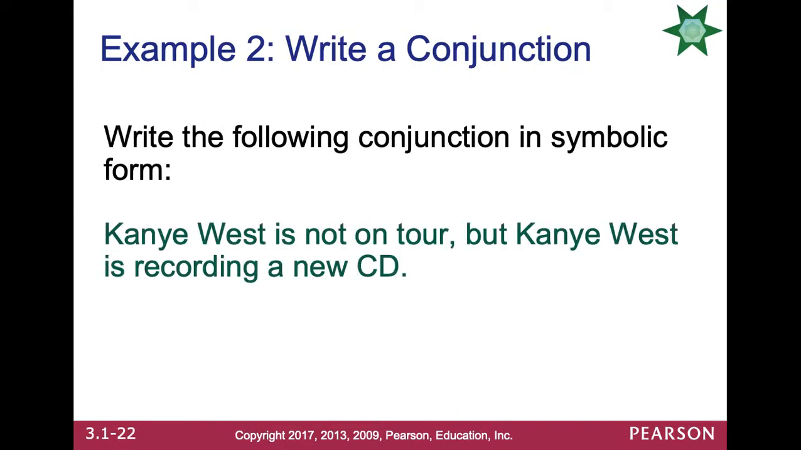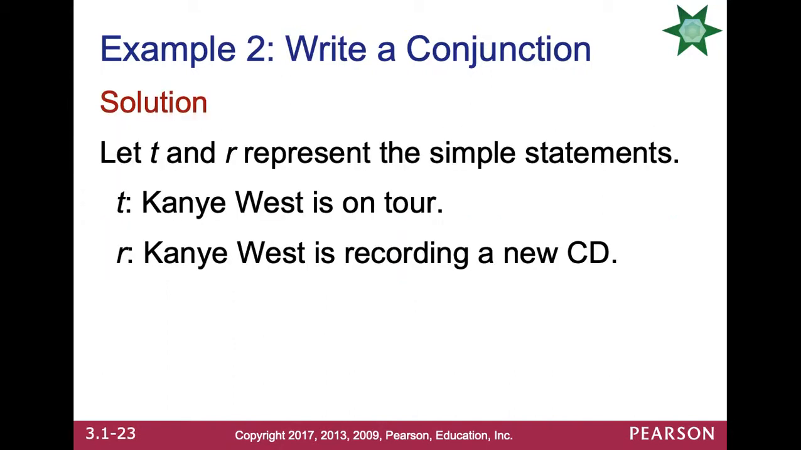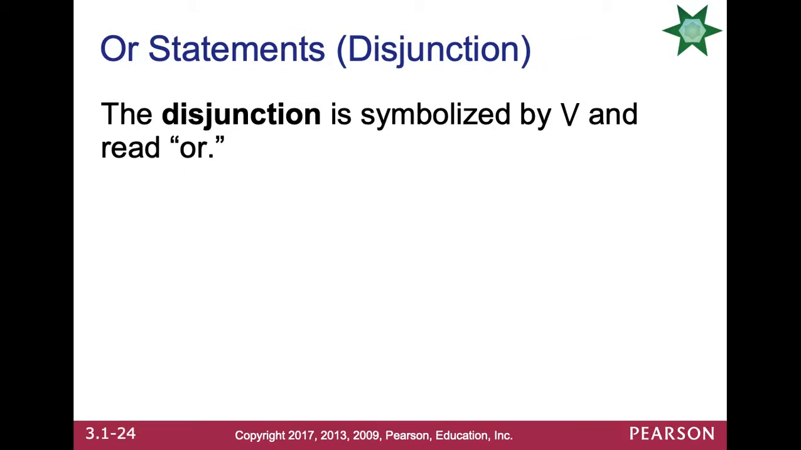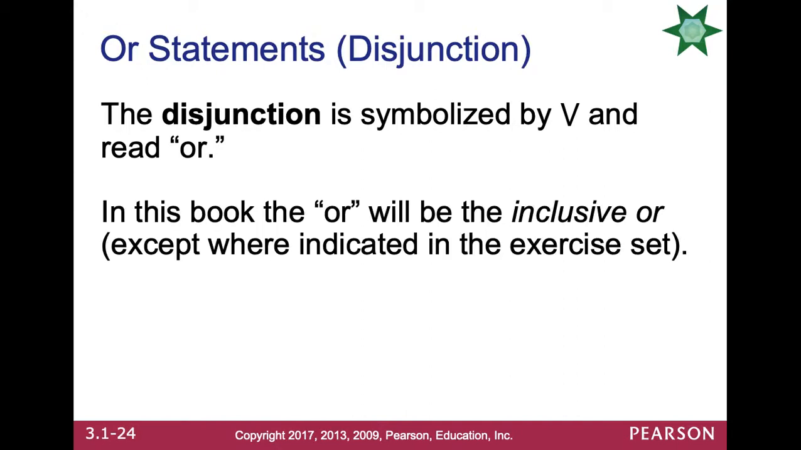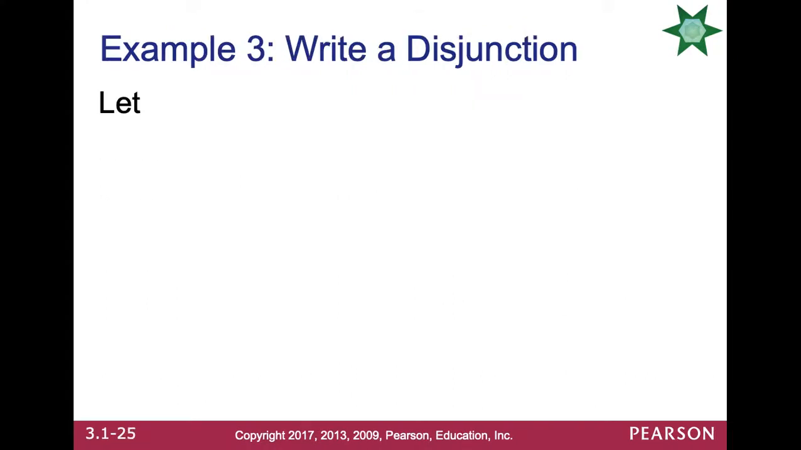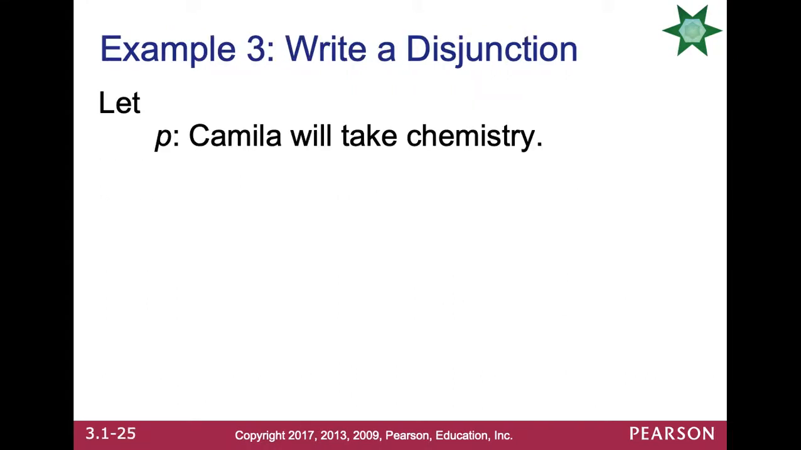So let's go back just a couple seconds. This is T and R. This is T or R. Okay, I want to make sure that's very clear. This is read as or, P or Q. So let's write a disjunction.